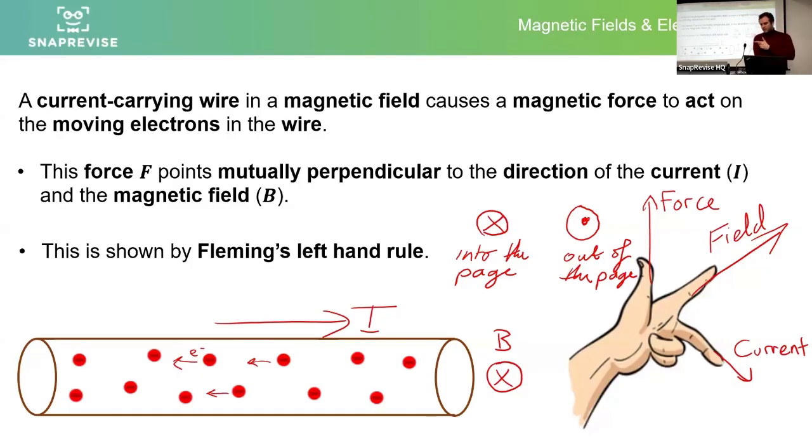Right, so let's apply it to our little wire. If the field is going into the page, the current is going left to right, you can then see the resulting force on this wire is going to be acting up. What is that force caused by? Well, it's because there's a force on all the electrons. And all the electrons want to move that direction too. And so they will carry the wire with them.